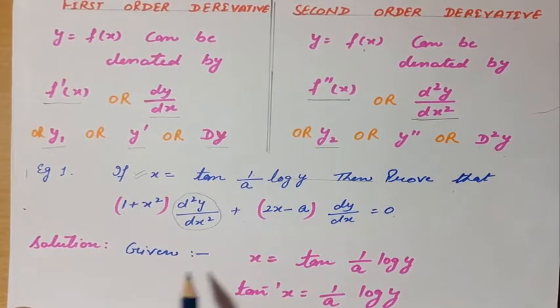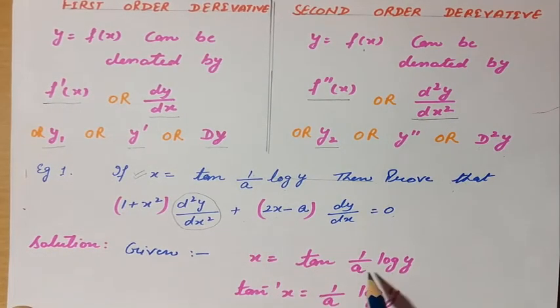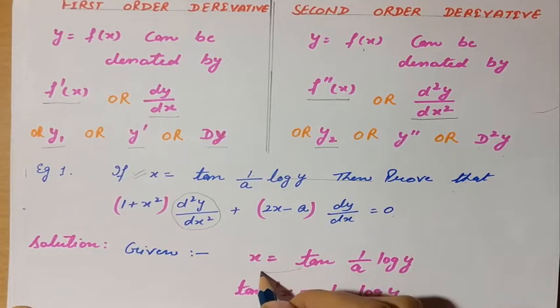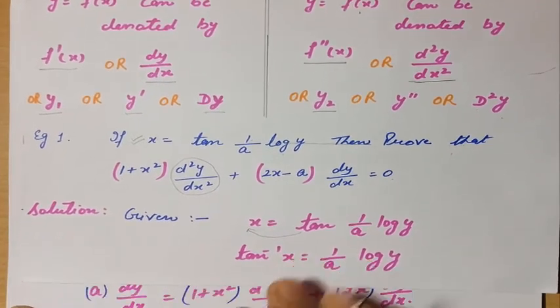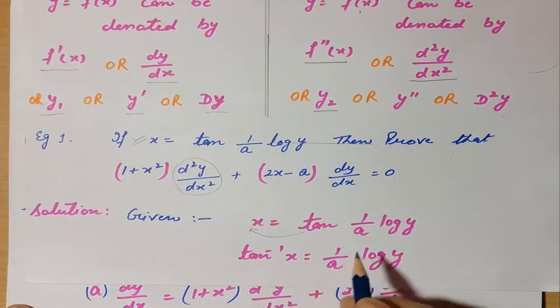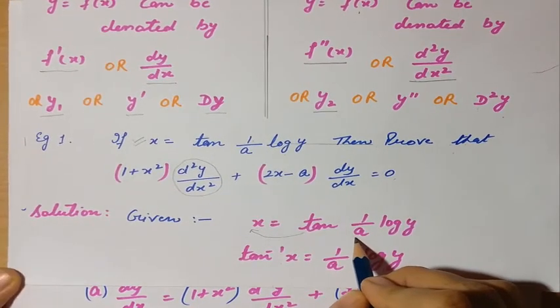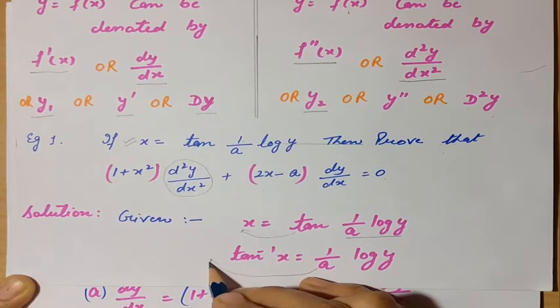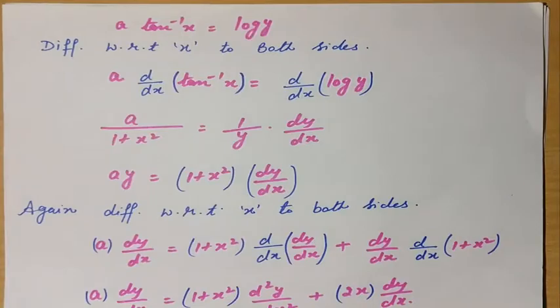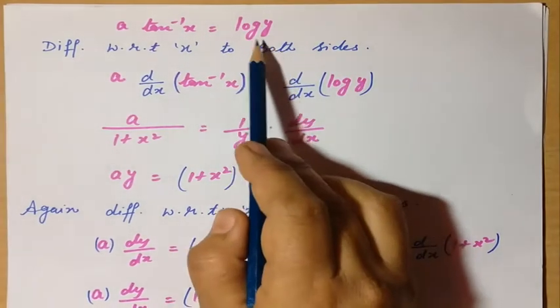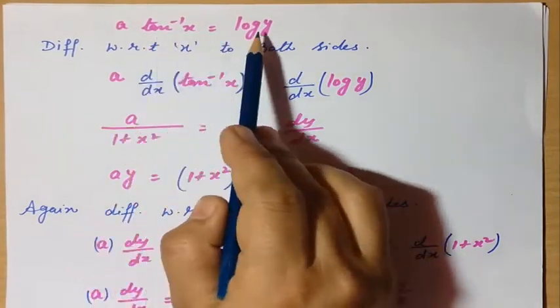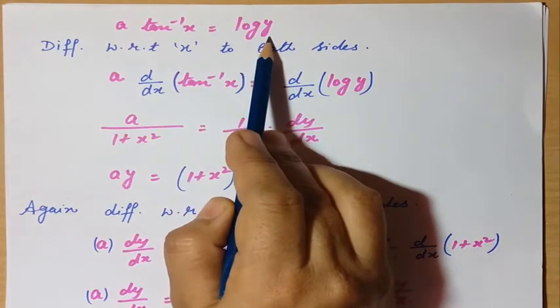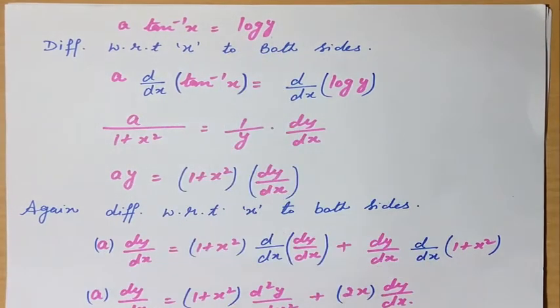According to the solution, x = tan(1/a log y). First we will shift terms to make the calculation easy. We shift the tan to the other side, so it will be tan inverse x, and here the statement is 1/a log y. Now we can shift the a to the other side, so it will be a tan inverse x = log y. Now neither side has a quotient rule or a product rule, so we can easily differentiate the function.